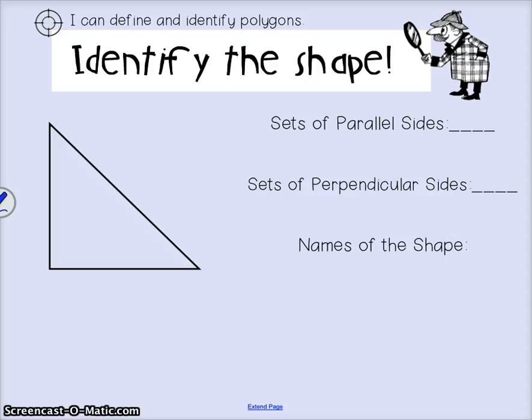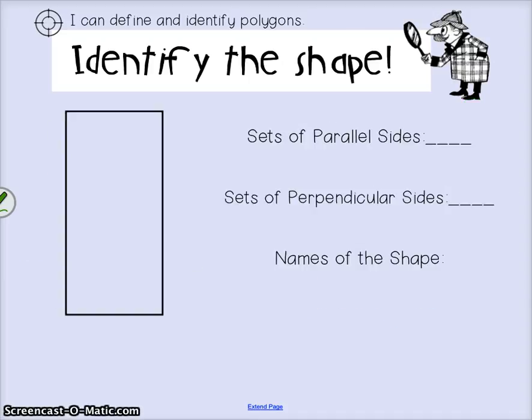Nice job. Identify this shape. How many sets of parallel sides does it have? You said 0, that's right. It does not have any parallel sides. All 3 of the sides intersect. How many sets of perpendicular sides does it have? This triangle has 1 set of perpendicular sides. The name of it is a triangle.